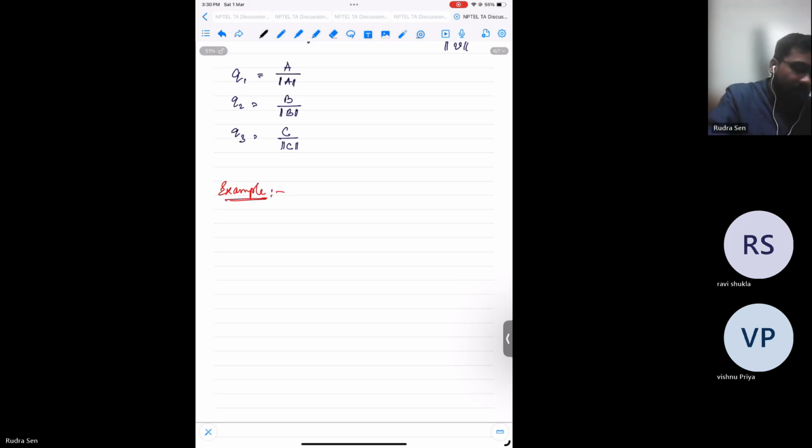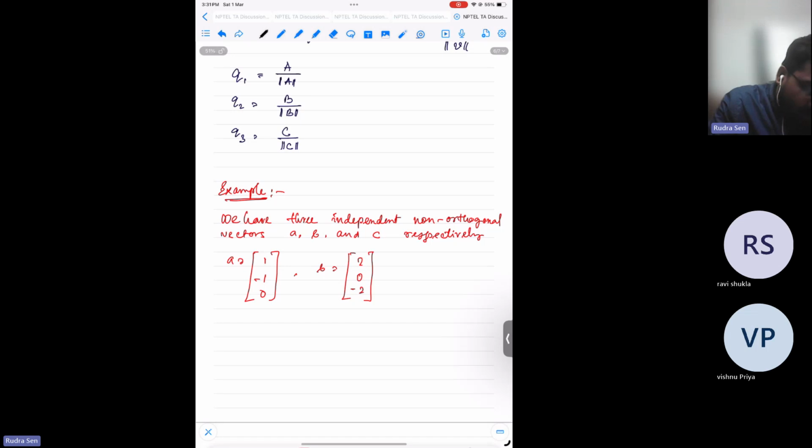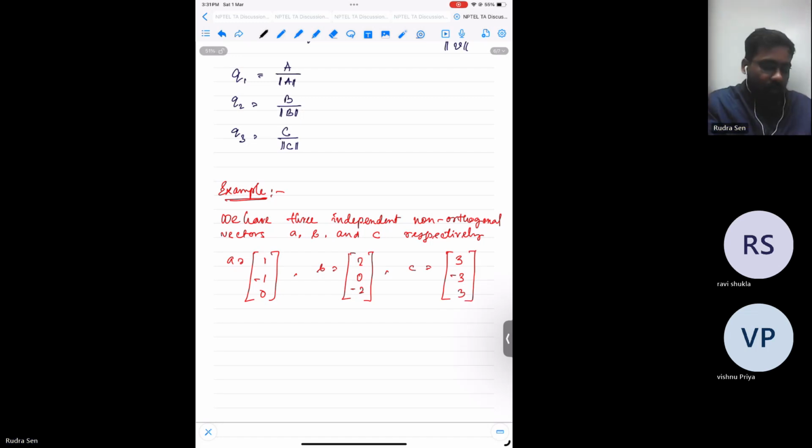So now I have an example with the Gram-Schmidt process. The example says we have three independent non-orthogonal vectors A, B, and C, and we need to form Q1, Q2, Q3. What are those vectors? Vector A is 1, -1, 0. Vector B is 2, 0, -2. And vector C is 3, -3, and 3.